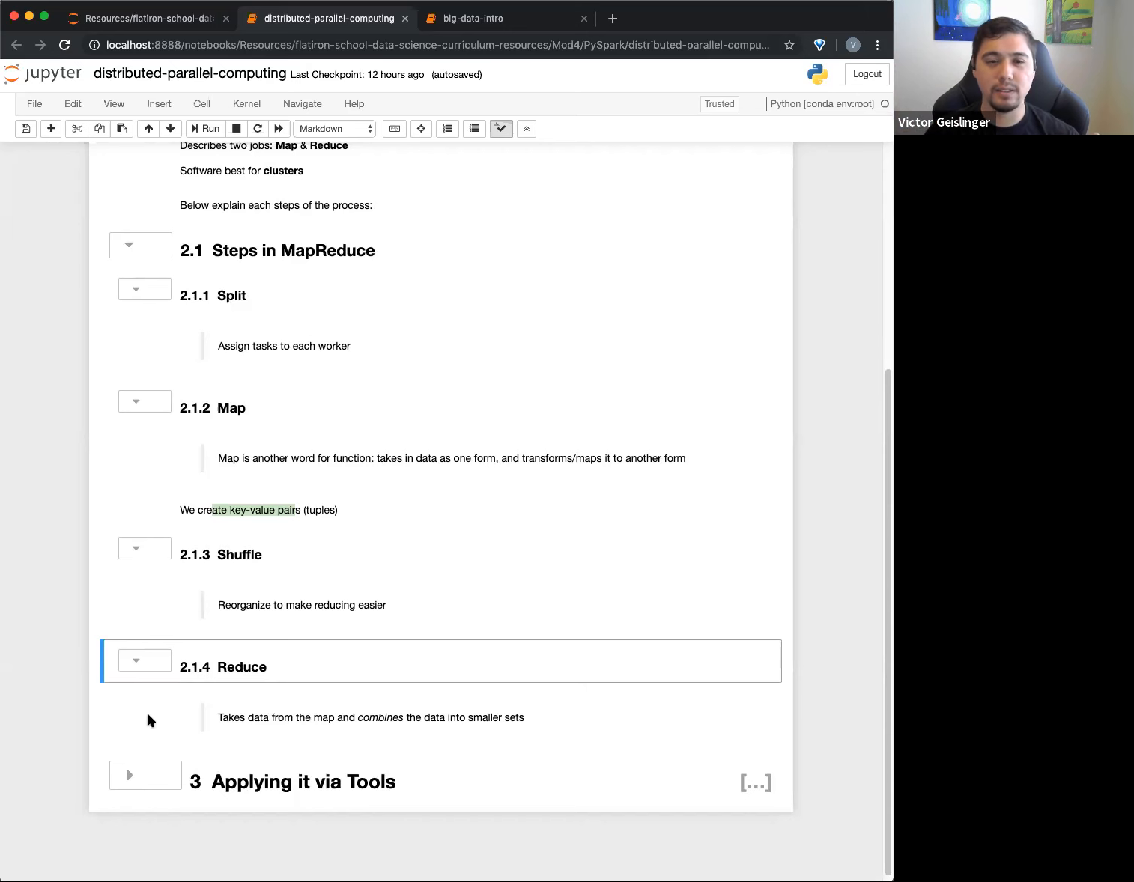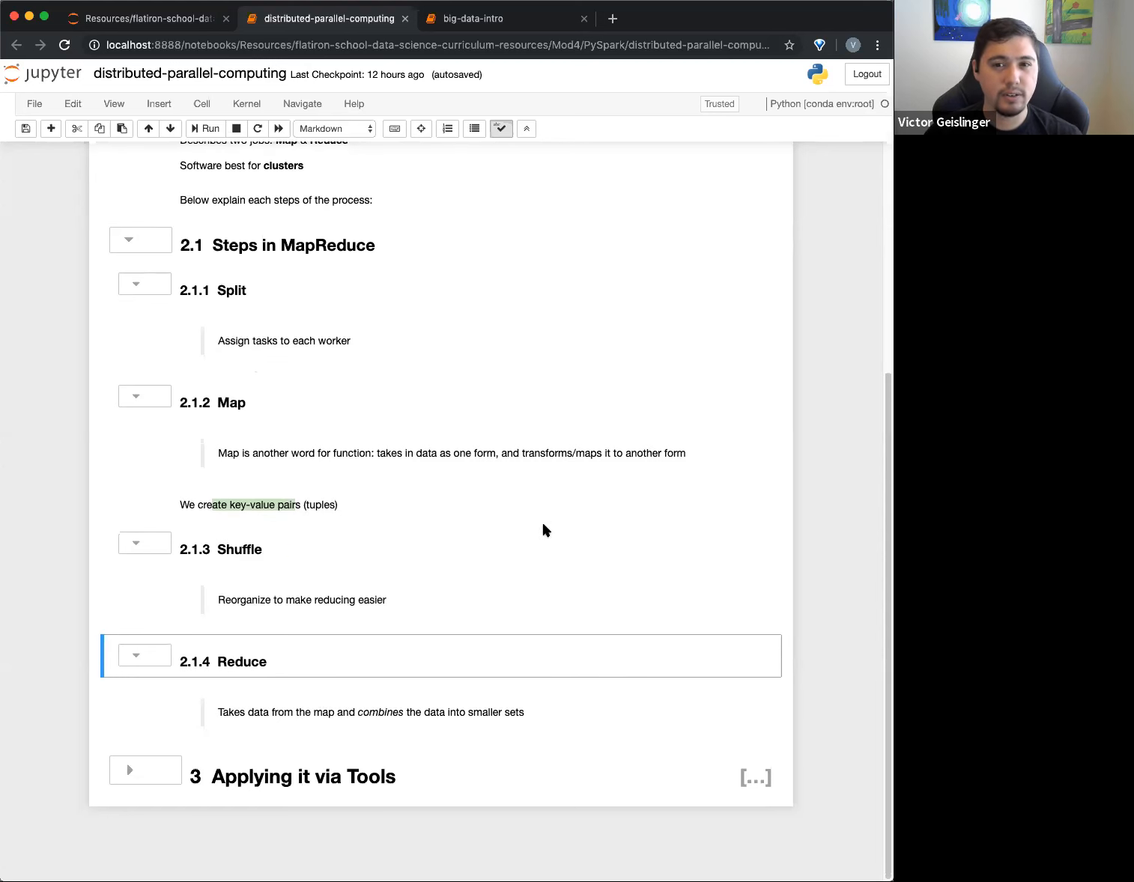The curriculum has a good diagram of how this looks in parallel, but basically these are the different steps. You split the data into different parts, you map it, saying, all right, here's the data, map it into something useful. You shuffle it, meaning you reorganize it so that each worker has the same key, and then you reduce it, you do your final step, like summing, for example. Okay, so those are the general steps in MapReduce. Any questions on this?